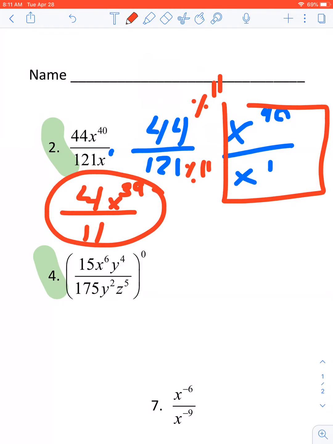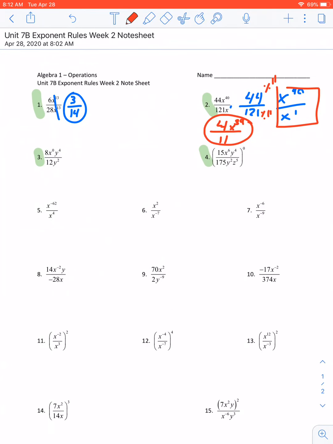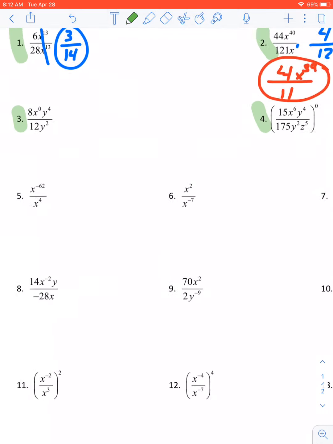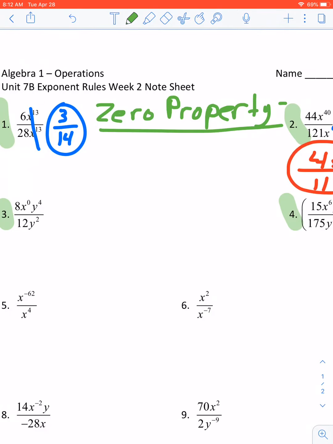So again, a little bit of review from last week, just working on the quotient property. When we're doing quotient properties, just ask where do I have more x's, top or bottom, and how many more? And then I always handle my coefficients like normal, my numbers, my coefficients. Let's get into the new part right now, and let's talk about 3 and 4. So 3 and 4 are going to be zero property. The zero property says, we'll write this out, that's what 3 and 4 is over, anything to the 0 power equals 1.